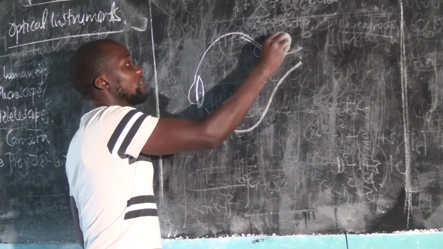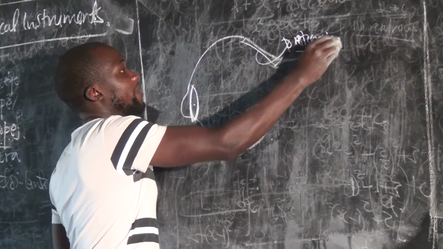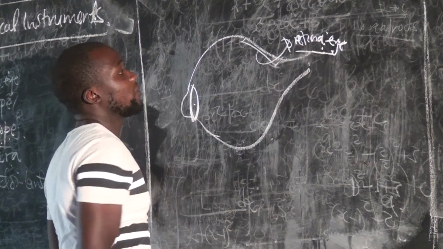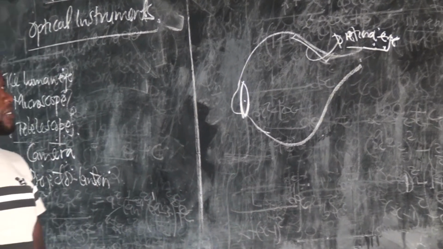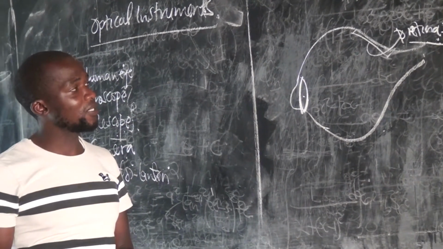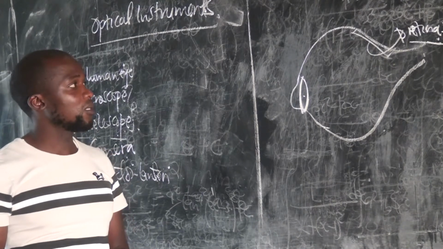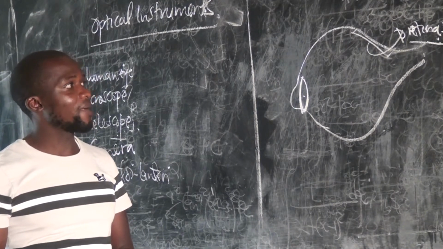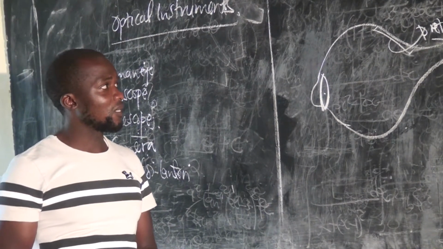Look at this being the retina. This is the retina of the eye. It has the same function as the film in the camera. Retina, that is where the images are being formed.